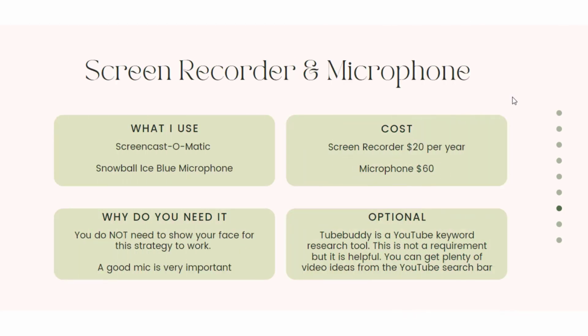And last but finally not least, we can't forget about our YouTube software and tools. First of all, you need a screen recorder for this strategy. What I use is Screencast-O-Matic, and I use the Snowball Ice Blue microphone. Screencast-O-Matic, I highly recommend it because it is so beginner friendly, and it's only $20 per year, not month, per year. And then the Snowball Ice Blue mic is around $60. Now you don't have to go with the Snowball, I just use that myself. Just go with a good quality mic. Having a good quality mic is very important. However, you don't need any webcam because you're not going to need to show your face for this strategy.